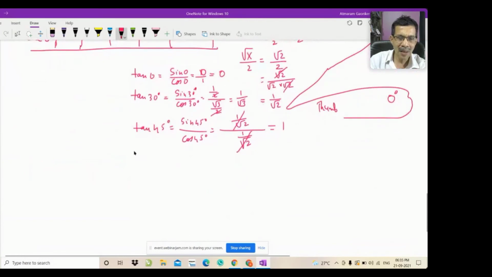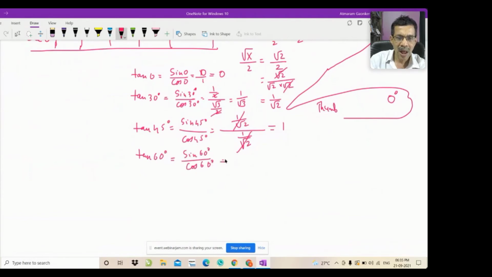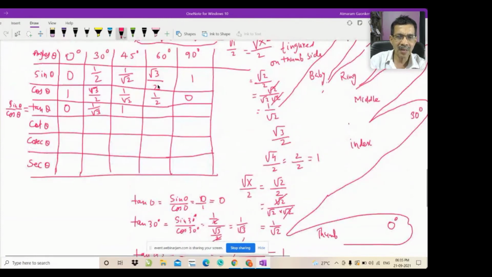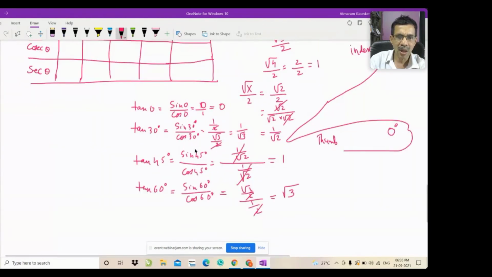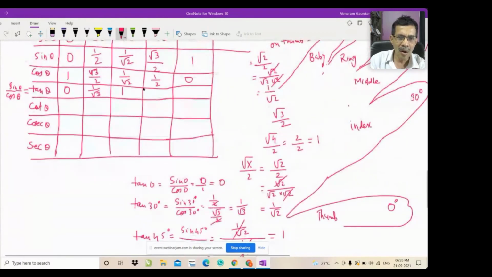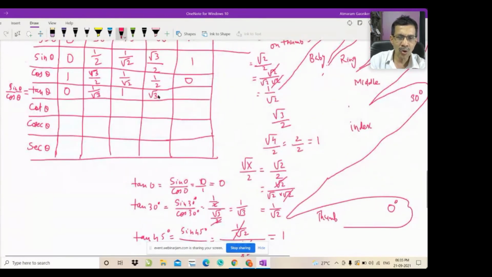And the next one is tan of 60 degrees, which is equal to sine of 60 degrees upon cos of 60 degrees. And sine of 60 degrees is root 3 by 2. So this is root 3 by 2 and cos of 60 degrees is half. So these two and these two get cancelled and what is remaining is root 3. So tan of 60 degrees is root 3.